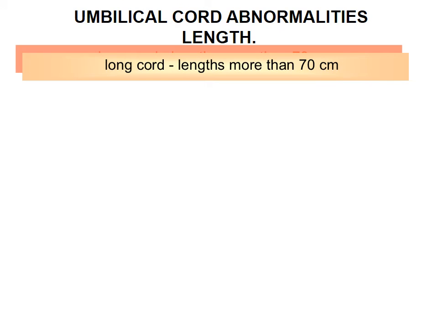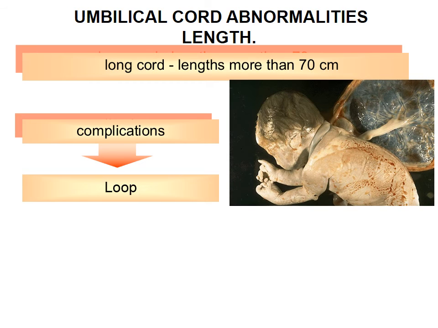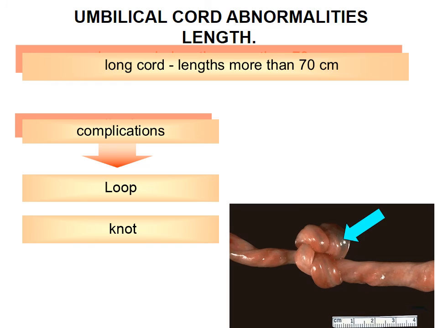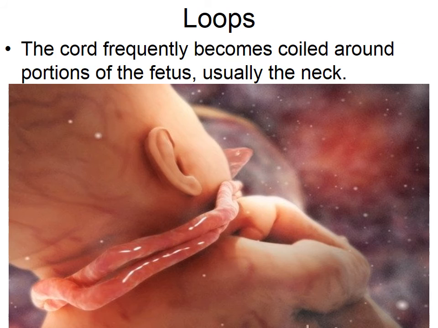Long cord. It's a cord whose length is more than 70 cm. Excessively long cords are more likely to be linked with cord entanglement or prolapse and with fetal anomalies, acidemia, and demise. Loops. It's the case when the cord frequently becomes coiled around a portion of the fetus, usually the neck. A normal length cord may become relatively short because of multiple looping around the baby's neck.